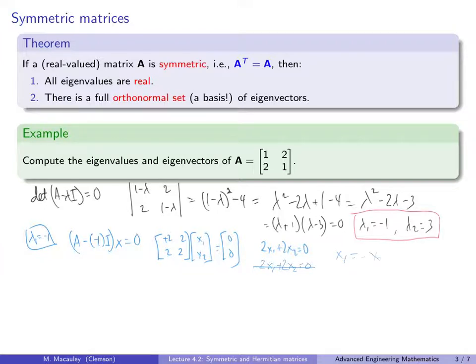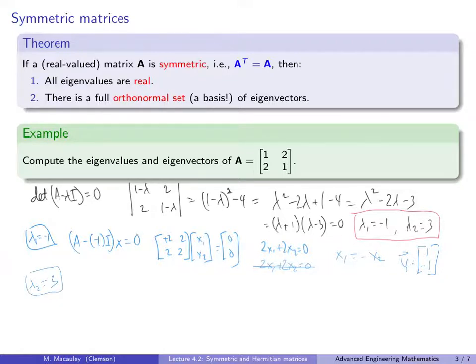This just tells us that x1 equals negative x2. So that means that our eigenvector, instead of x, let me call it v1. So v1 equals, well, whatever x1 is, x2 is the opposite. So 1, negative 1, or negative 1, 1. So that's v1, and now let's do lambda 2 equals 3.